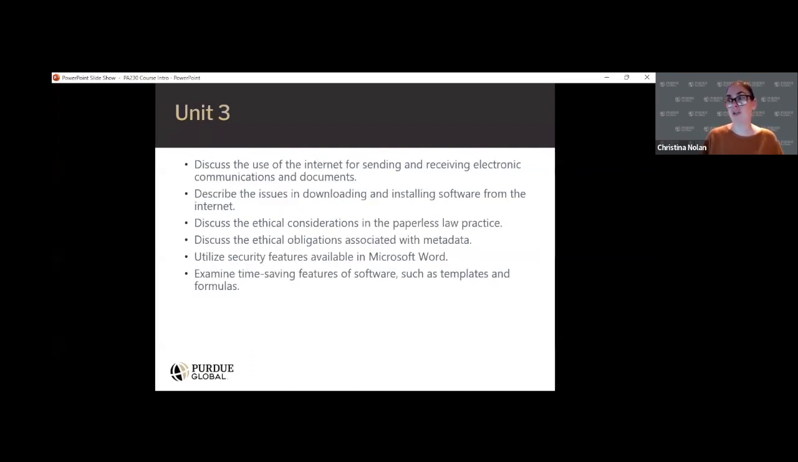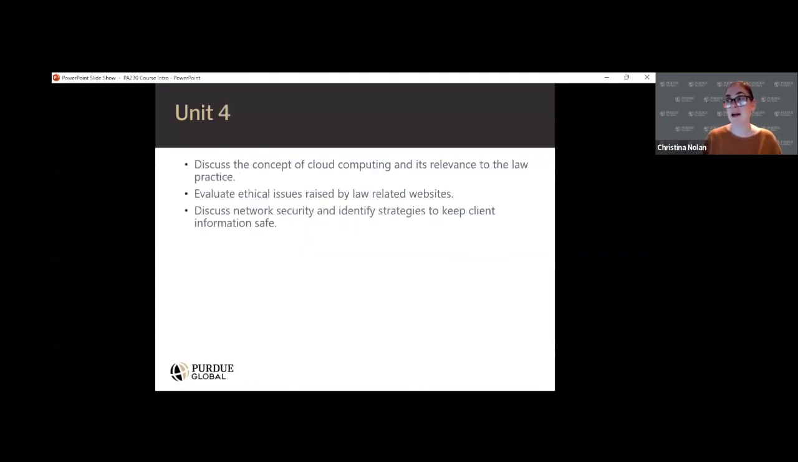Unit 3, we actually talk about more ethics, because again, ethics is central to what we do and how the law office functions. So there are going to be special ethical considerations when communicating using the internet. We're going to talk about metadata. This is something that a lot of people aren't aware of. And then security features available in Microsoft Word. Who knew that even Microsoft Word has these features? And then we're going to look at some time savings features of software. This is another reason why legal tech is great. It may save us time.